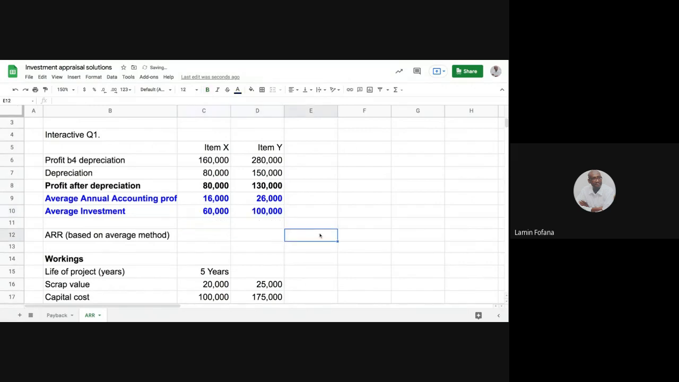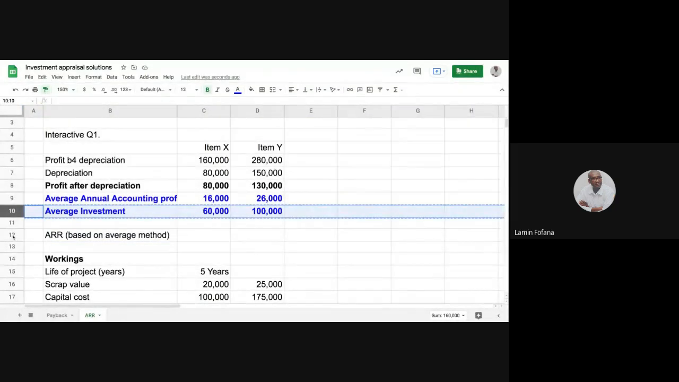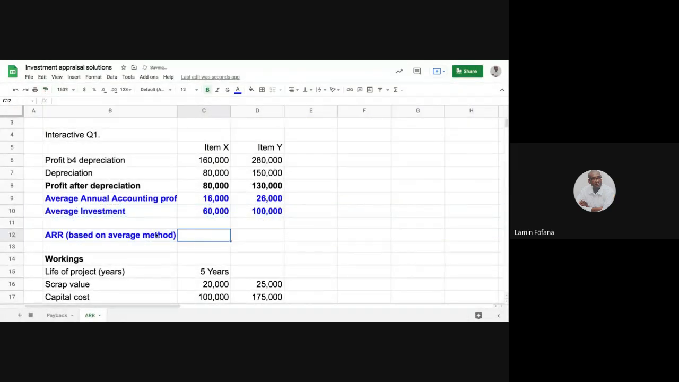So we have 60,000 and 100,000. Now, what is our accounting rate of return based on the average method? So I'm going to replicate this format. Can someone give us the formula to calculate our accounting rate of return based on the average method?